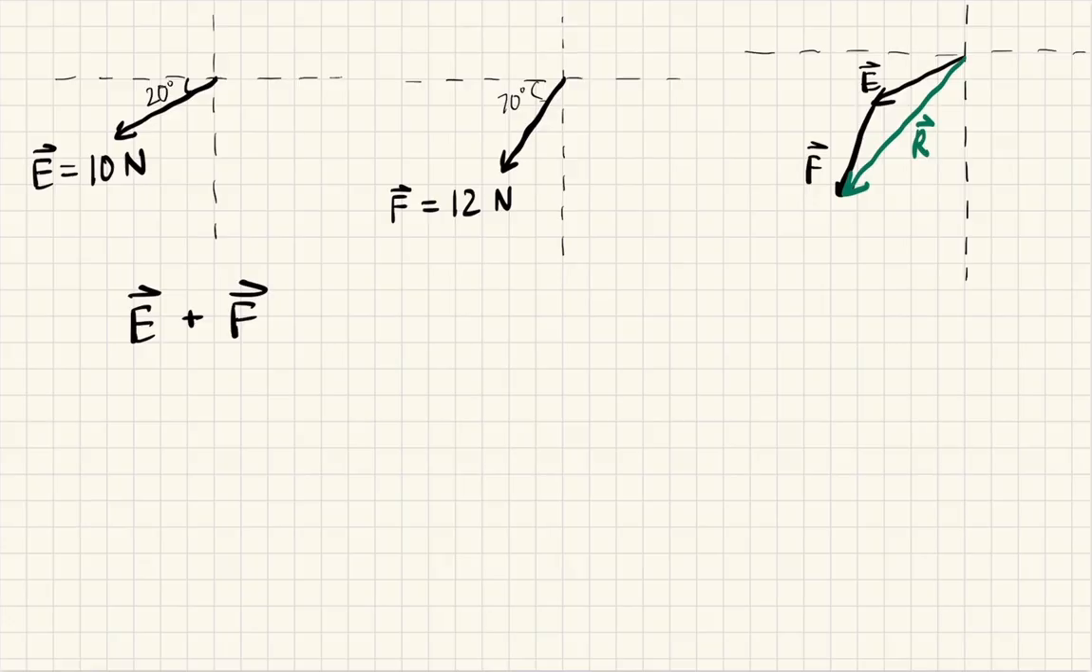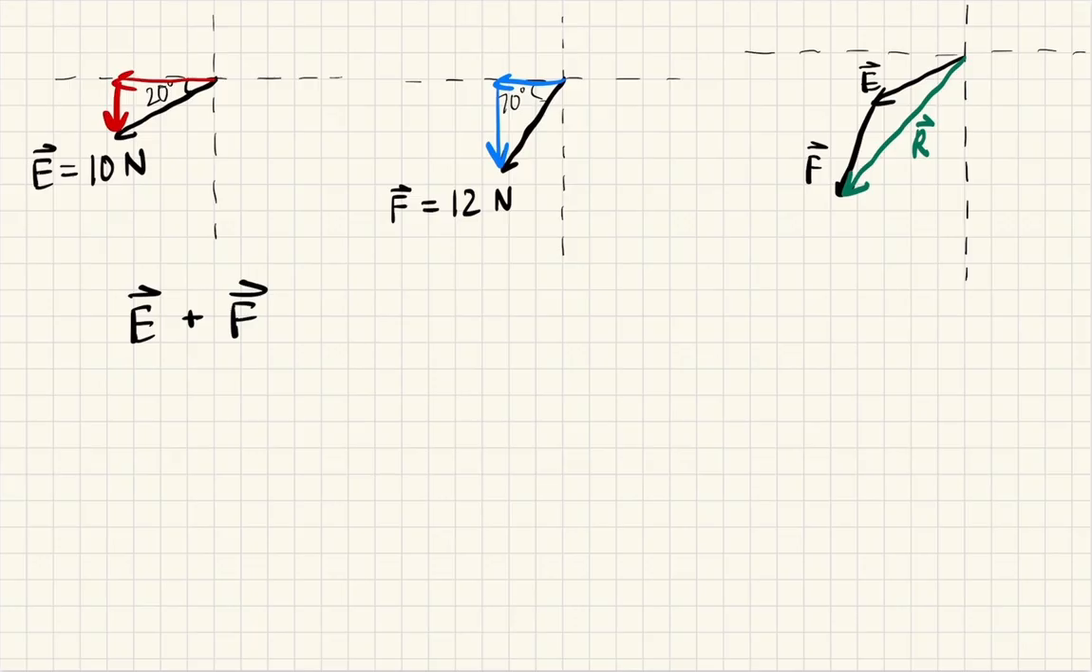The first step is to find the magnitude of the x and y components of our vectors. Okay, so that's the x component of vector E, that's the x component for vector F, the y component for vector E, and the y component for vector F. Okay, so let's go find the magnitudes for those components.